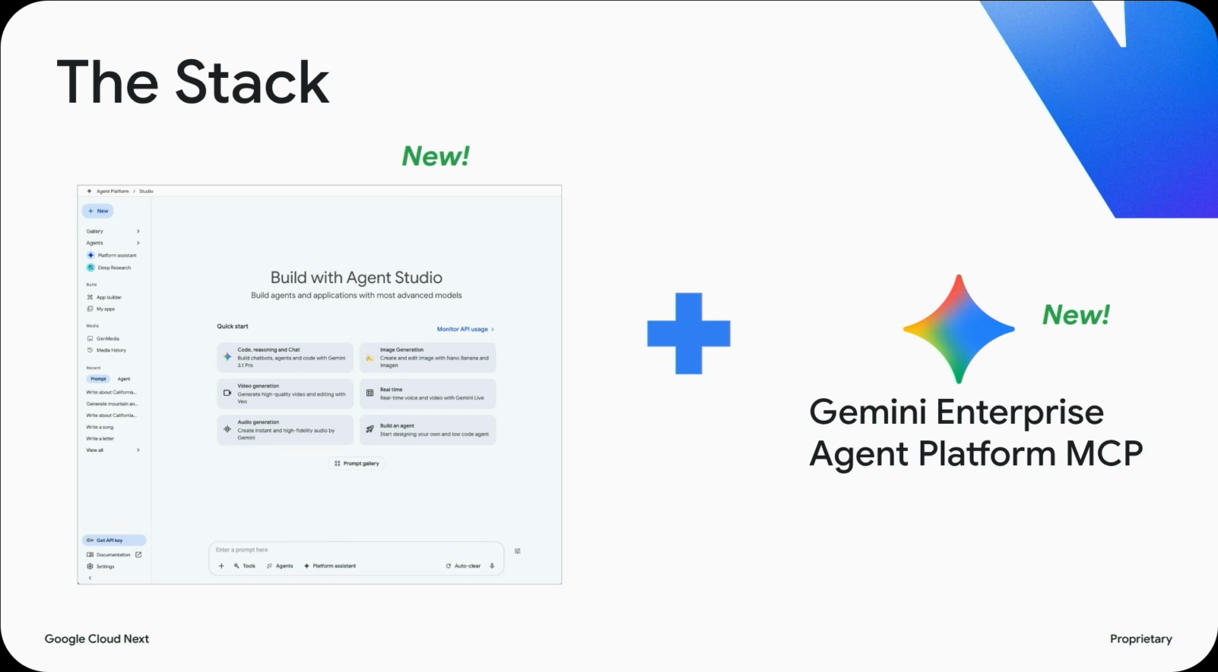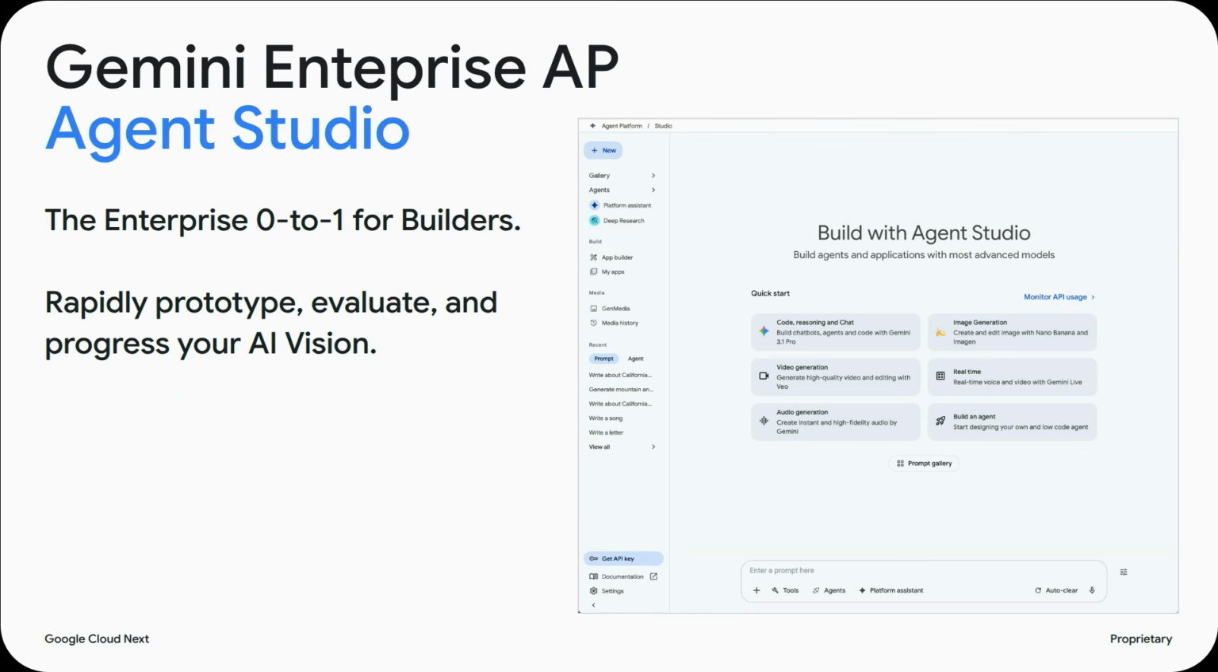And on the right-hand side, you see our MCP server, which can help take you the rest of the way. It can help take you to production. So we start with the 0 to 1 journey in Gemini Enterprise Agent Studio. This is a unified enterprise environment designed to rapidly prototype, evaluate, and progress your AI vision.